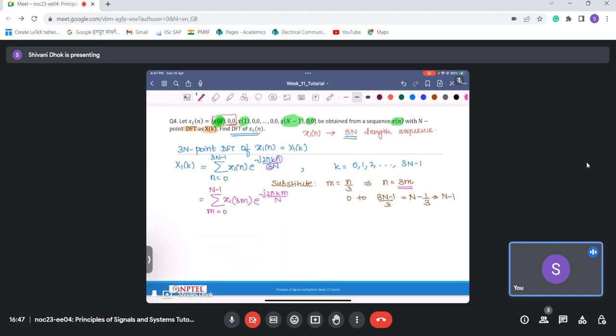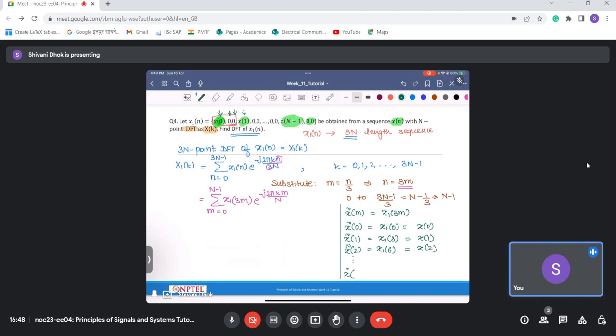Okay, now let us look at this sequence x1 of 3m. So how does this x1 of 3m look? Let's say x tilde of m is equal to x1 of 3m. So this x tilde of 0 will be equal to x1 of 0, which is equal to x of 0. Now x tilde of 1 will be equal to x1 of 3. Now if you observe carefully, this is 0, 1, 2 and this is 3. So this is equal to x of 1. Similarly, x tilde of 2 will be equal to x1 of 6, and at the 6th location this is equal to x of 2, and so on.